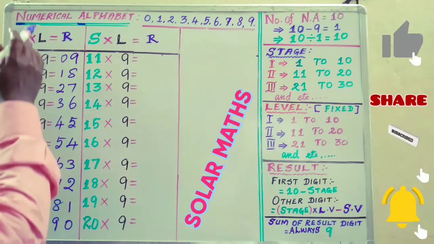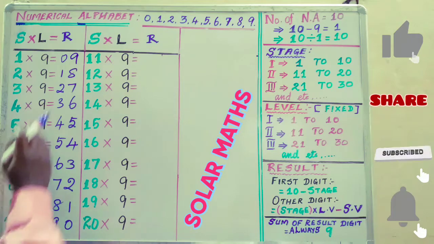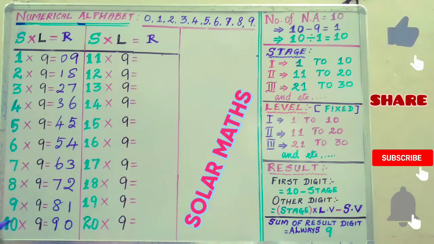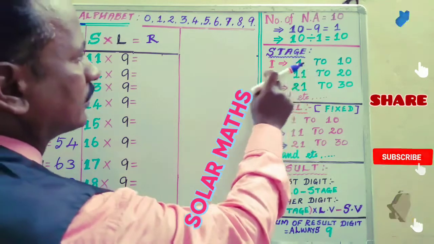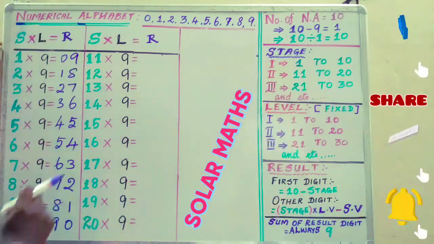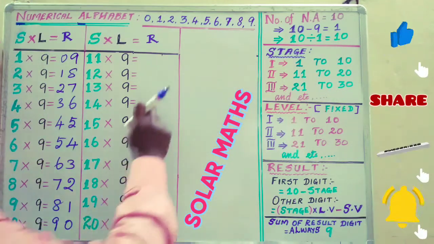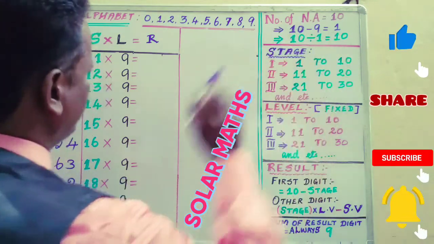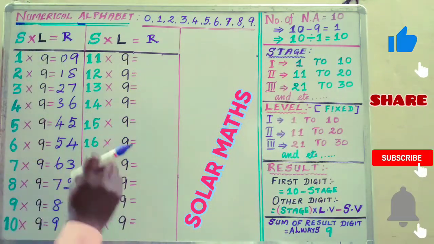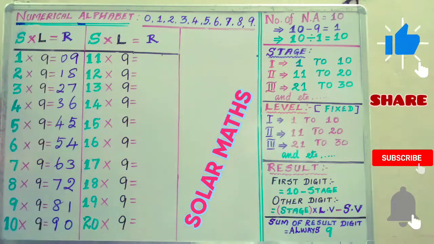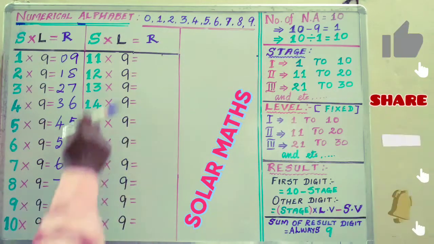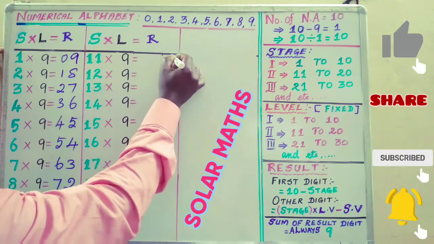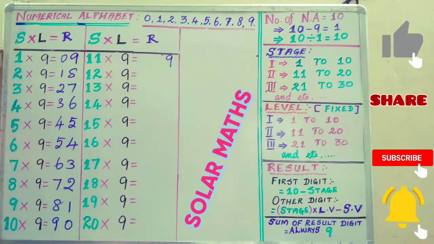Here we use the same procedure for the second stage. Now 11 is the second stage. 11 to 20 all numbers come to the second stage, and the 9 is as usual the first level. So we want the first digit of the result. Here 1, here also the first digit of the result is 9.